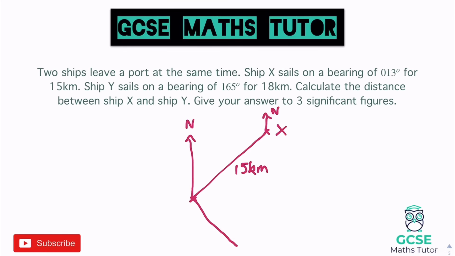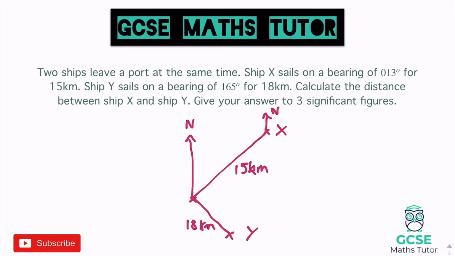Now I'm just going to label that, in fact I'm just going to shorten that down a little bit. There we go, let's just imagine it's off to here. There we are. And that is 18 kilometres. Obviously this is not drawn to scale because my 18 kilometres there is a lot shorter than the 15, but for the purpose of what we're doing it's going to be absolutely fine, and we'll call that ship Y. There we go. So there we go, we've got our little diagram drawn.